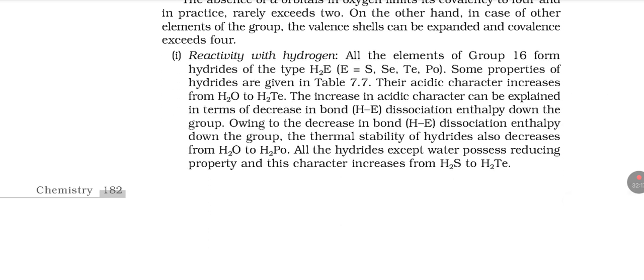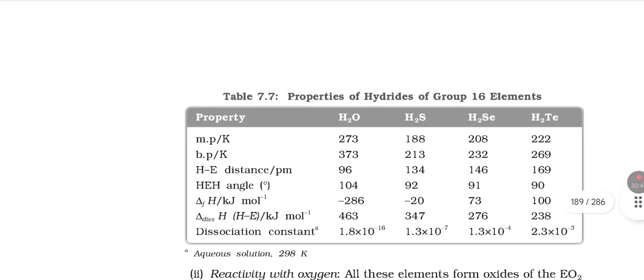All the elements of group 16 form hydrides of the type H2E. Some properties of the hydrides are given. Their acidic character increases from H2O to H2Te. The increase in acidic character can be explained in terms of the decrease in bond dissociation enthalpy down the group. All hydrides except water possess a reducing property, and this character increases down the group.